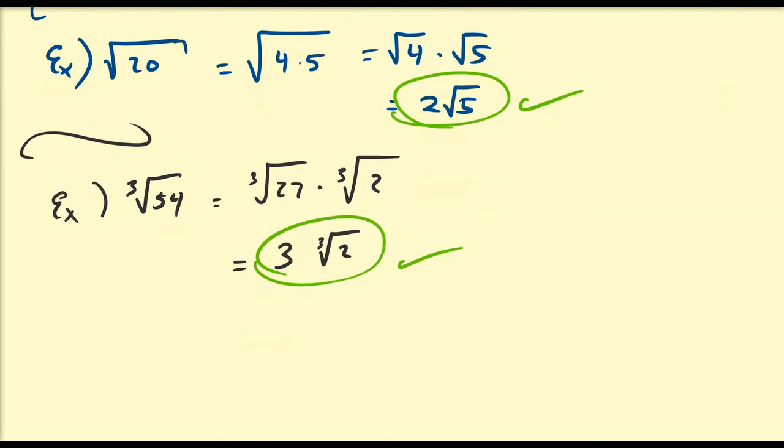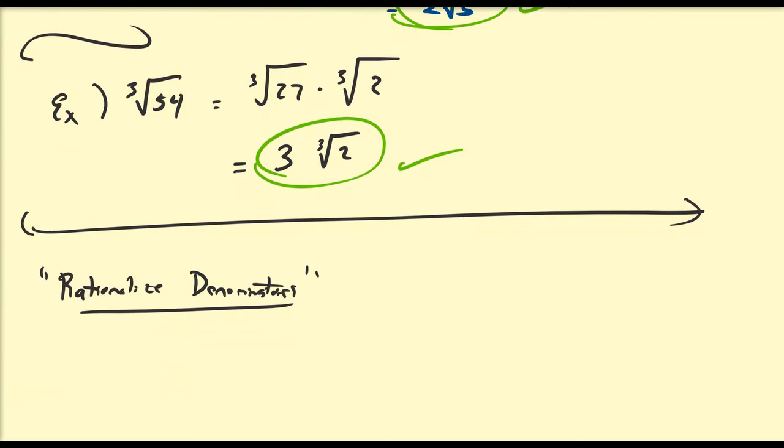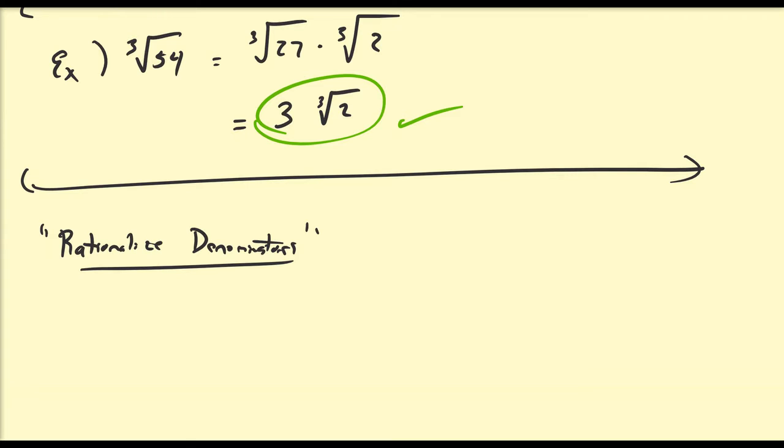Now, in some classes, you may hear the term rationalize denominators. Depending on the field you are in, this may or may not be too important, but if they ask you to do this, then you should be able to do so. And what they mean is, suppose we have something like 4 divided by the square root of 2.